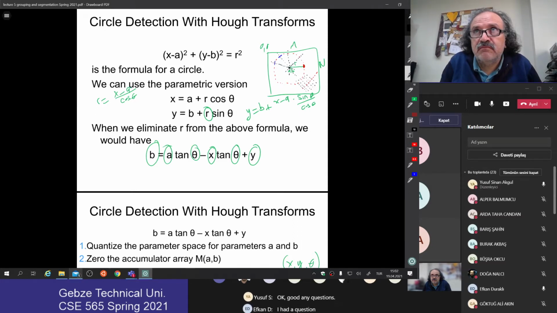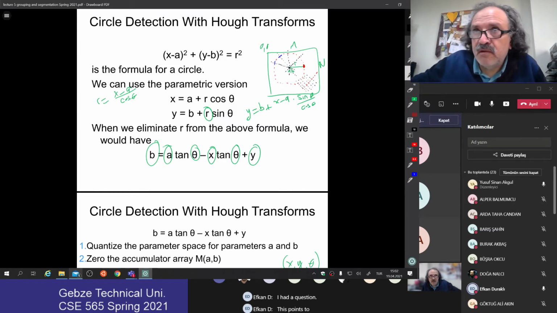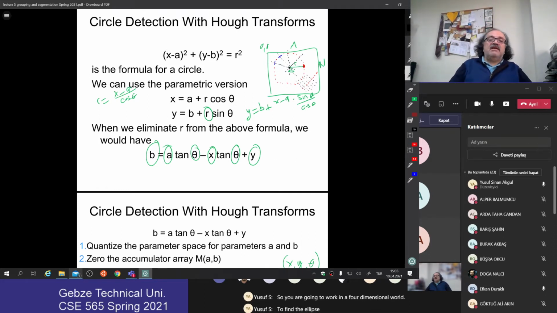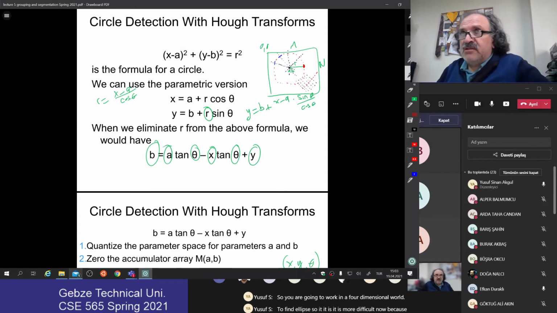I have a question. This finds perfect circles, but in the real world, all the circles are not perfect. How can we find the not perfect circles? Well, if you do the perspective transform of a circle, you end up with an ellipse, right? Yes. So how many parameters does an ellipse have? It has the center, A and B. It has the longer R value and the smaller R value. It has 4 parameters. So you are going to vote in a 4-dimensional world to find the ellipse. So it is more difficult now, because now you are in the 4-dimensional world.